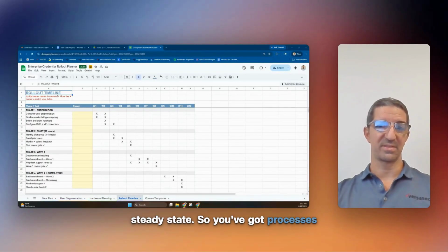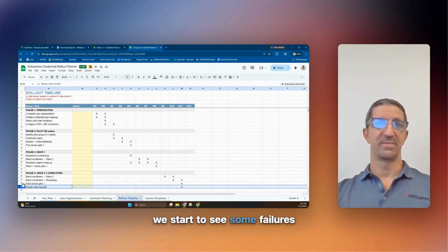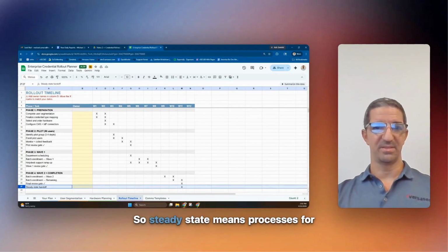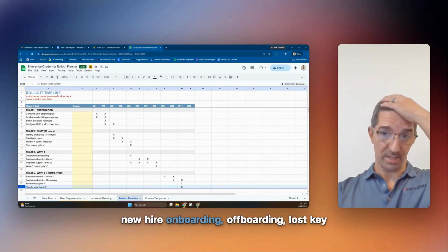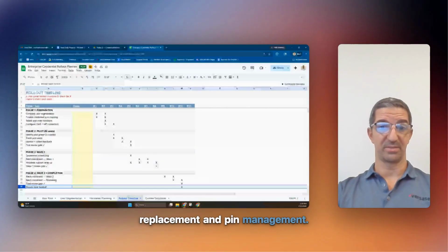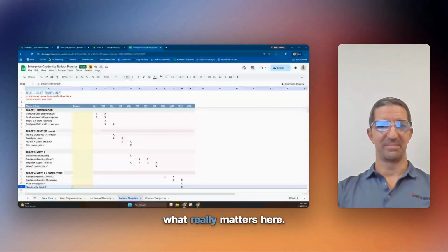So you've got processes in place, but this is where we start to see some failures actually. So this is where most planners stop and they fail. So steady state means processes for new hire onboarding, offboarding, lost key replacement, and PIN management. So continual reassessment and reevaluation is what really matters here.